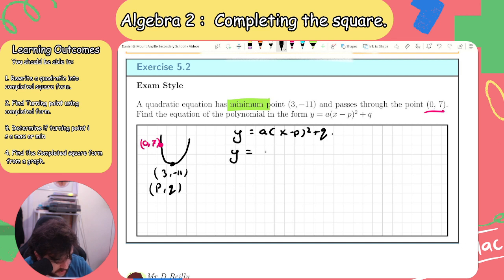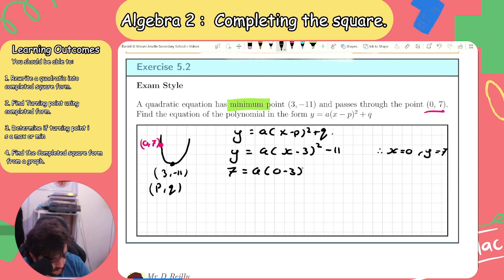So I have y is equal to a times (x minus 3) all squared plus q, which is going to be minus 11. So now again, I have the same problem. I have an a here. I want to get rid of it. Well, I know x equals 0 when y equals 7. So using this, let's solve for a. So 7 equals a times (0 minus 3) all squared minus 11.